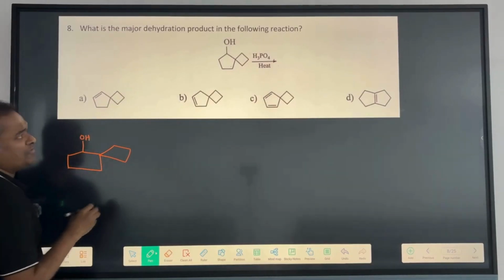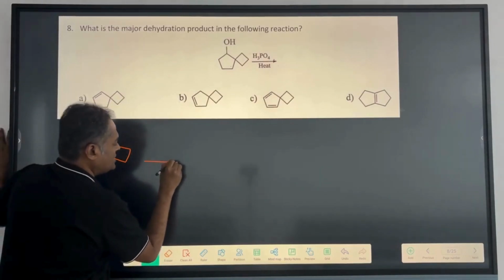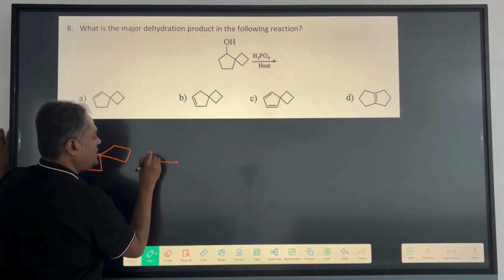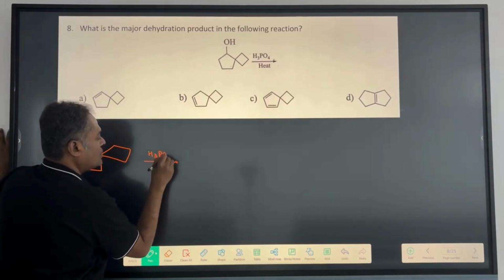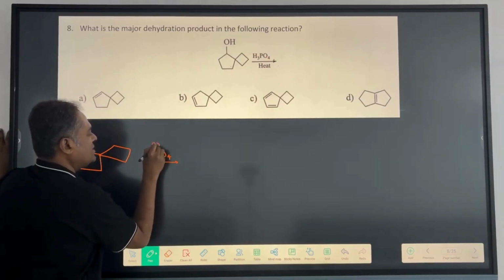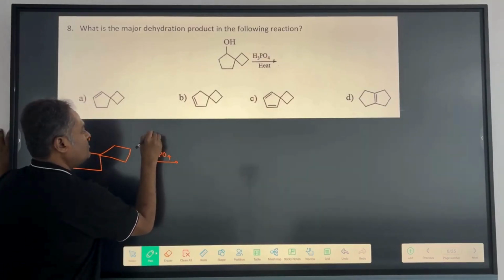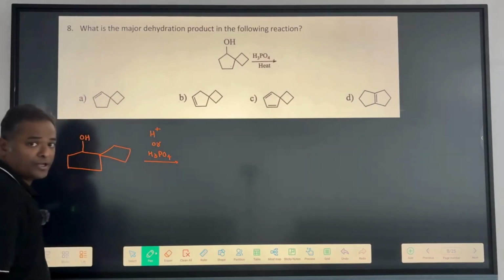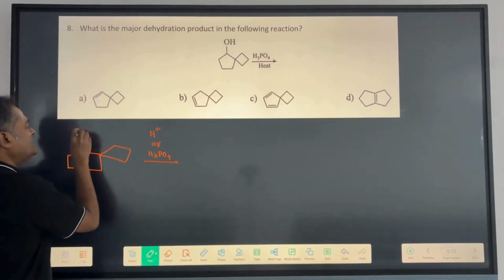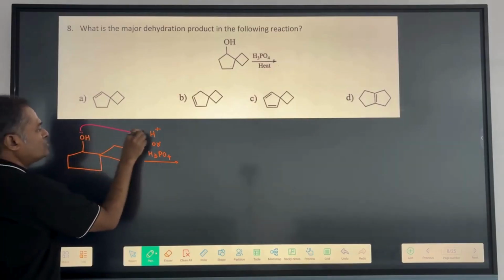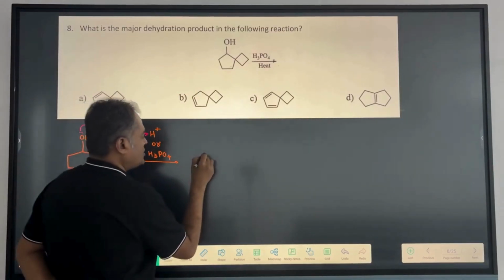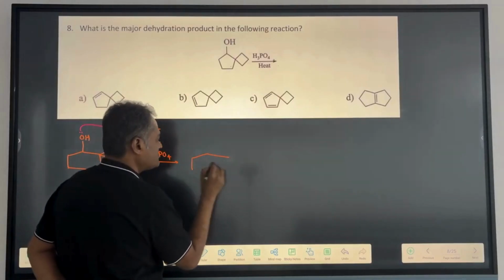Now, what is given on the arrow? On the arrow it is given as H3PO4. Basically, it is an acid. So, can I tell the first step will be protonation? Yes, protonation. So let us have first step protonation. So this will take a proton. So your structure is going to be like this, child.